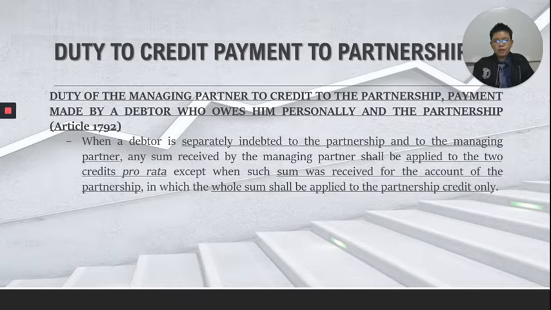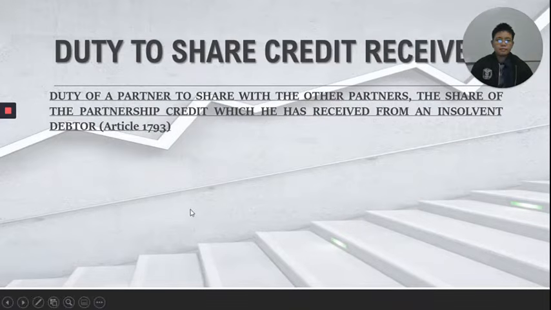Now, what if the managing partner collects a demandable sum for the account of the partnership? Remember, class, that if it is for the account of the partnership, the question is, pwede bang makishare si managing partner dyan? Hindi, class. Pagka ang kinolect ng managing partner is for the account of the partnership, it will be applied only to the partnership credit. So, yung buong amount, mapupunta lamang sa partnership. Bakit ganun na naman? Again, class, the interest of the partnership is paramount. Mas mauuna ang interest ng partnership.